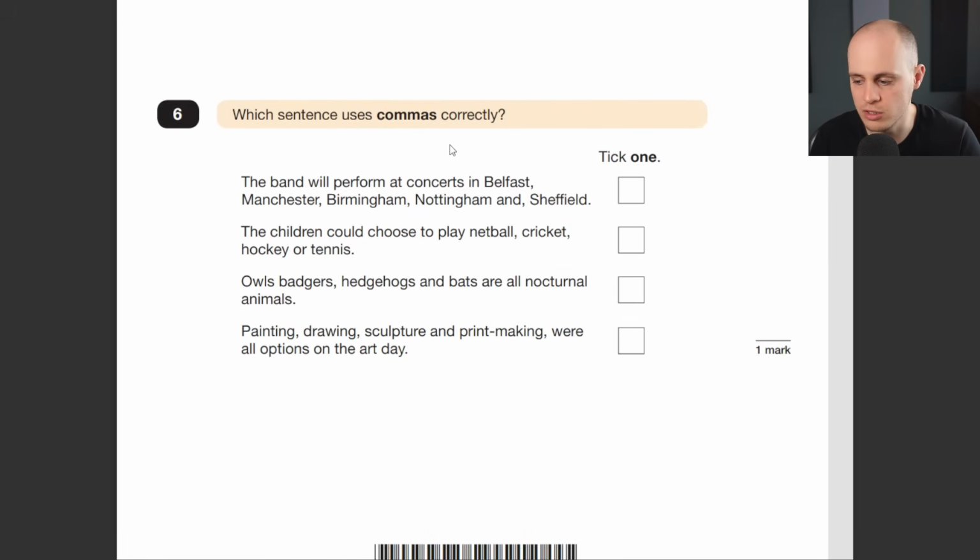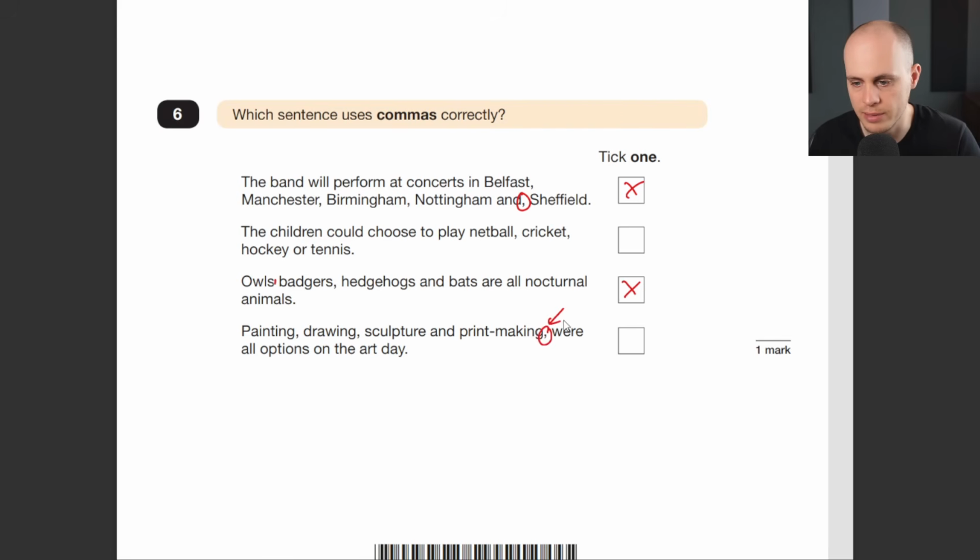Which sentence uses commas correctly? The band will perform at concerts in Belfast, Manchester, Birmingham, Nottingham and Sheffield. I know that's wrong because we don't have the comma there. In fact, I'm just going to skip to see if any others do that. I'm not too sure. Let's read them. The children could choose to play netball, cricket, hockey or tennis. That looks okay. Owls, badgers. Okay, that's missing a comma here clearly, so it's wrong. Painting, drawing, sculpture and printmaking were all options on the art day.